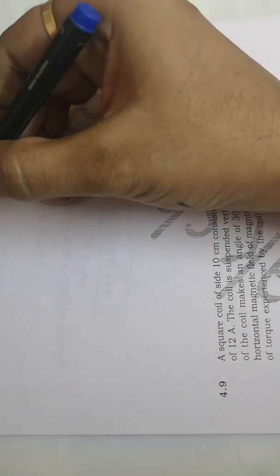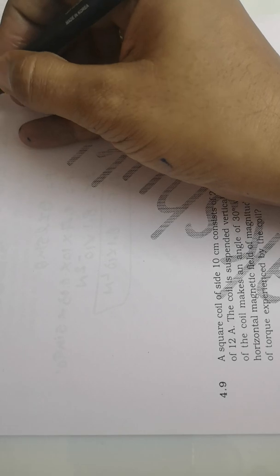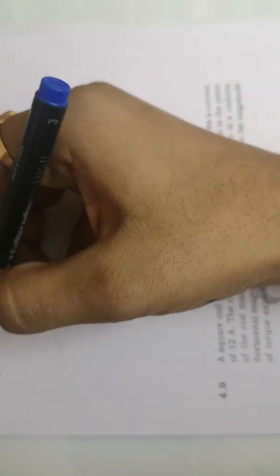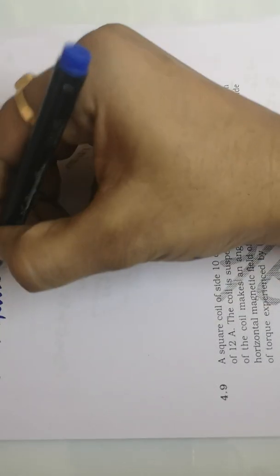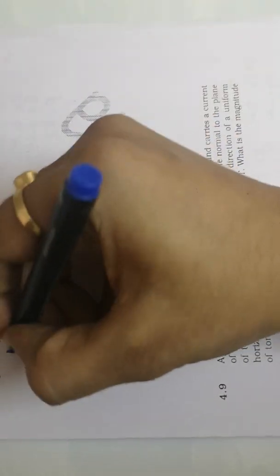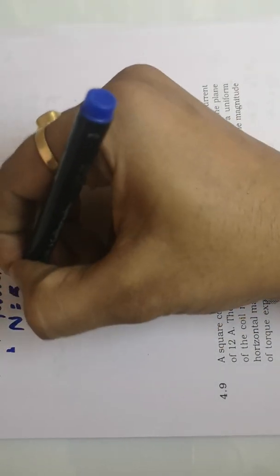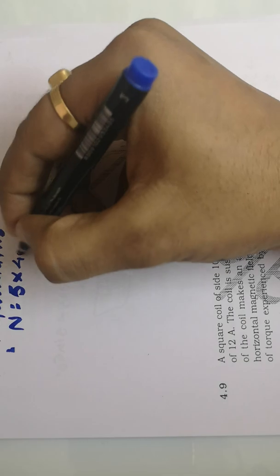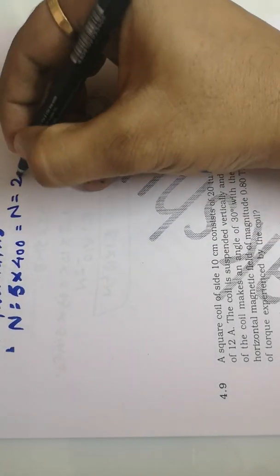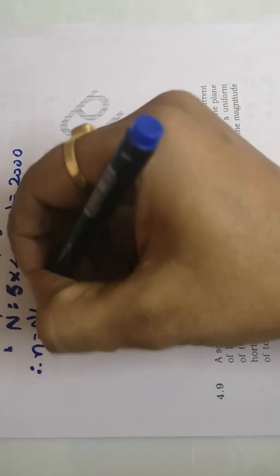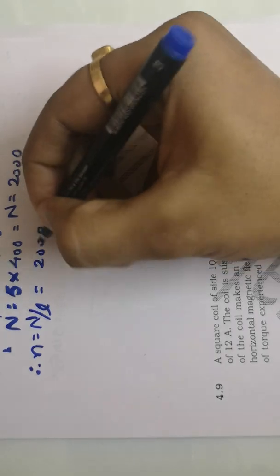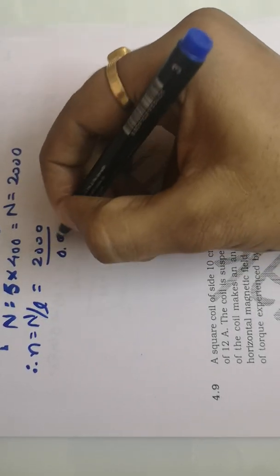There are different layers, so the number of layers and the number of turns are given. Whenever I have such a thing, I use capital N is equal to number of layers multiplied by turns. I have 5 layers and 400 turns, so capital N is 2000. You are aware that small n is equal to capital N by L, that is why I have 2000 divided by my length, which is 0.8.